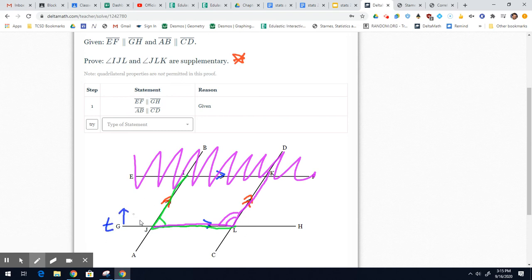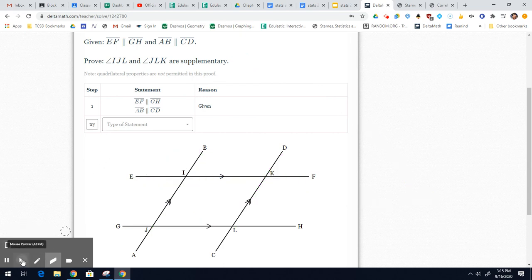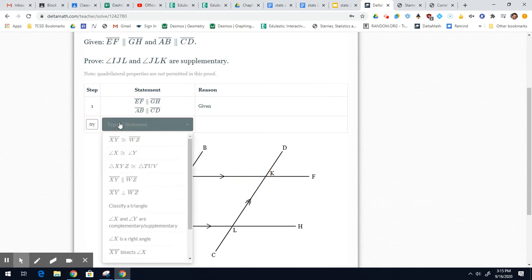Aren't those two angles both above the transversal? Aren't they in the interior between these two parallel lines? That means they're same side interior angles. And if lines are parallel, which they are, aren't your same side interior angles supplementary? Add to 180? Look, this is a one-step proof. How easy is this? Because those lines are parallel, these angles are supplementary. And the proof is done. It's a one step. We can prove that those two angles are supplementary.